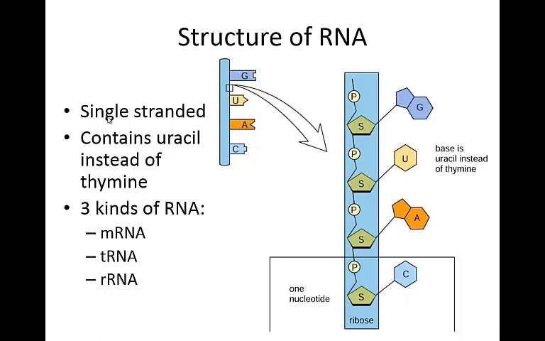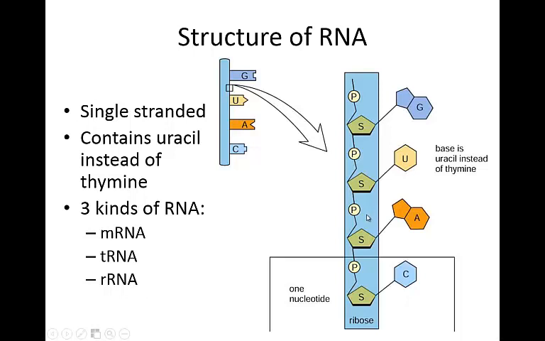Another major difference between RNA and DNA is that RNA contains uracil as one of the bases instead of thymine. So instead of G, T, A, C, in RNA it's going to be U for uracil instead. Another difference between them is that the sugar is ribose instead of deoxyribose. It's just a little bit different structure of the sugar, but you're still going to have the phosphate group connecting them in this backbone.